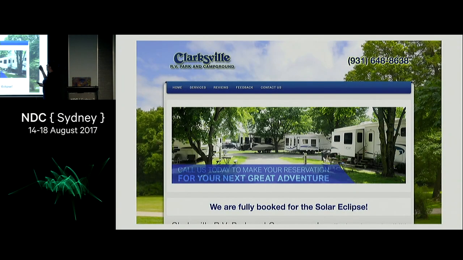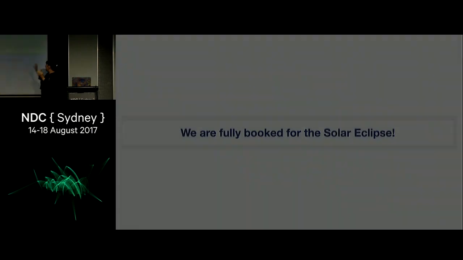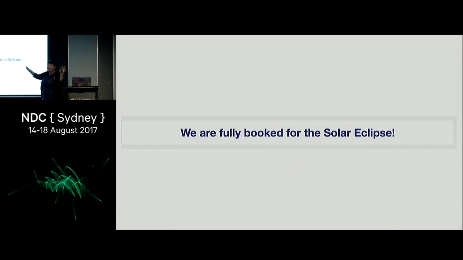So on the flip side of this, Clarksville RV Park and Campground has on their homepage, we are fully booked for the solar eclipse. Right there for everyone to see. It's a simple thing. And it's not exceptionally difficult to code this, right? It's a heading. It's just a way of being able to provide that experience for people, and they don't have to have that extreme scenario.